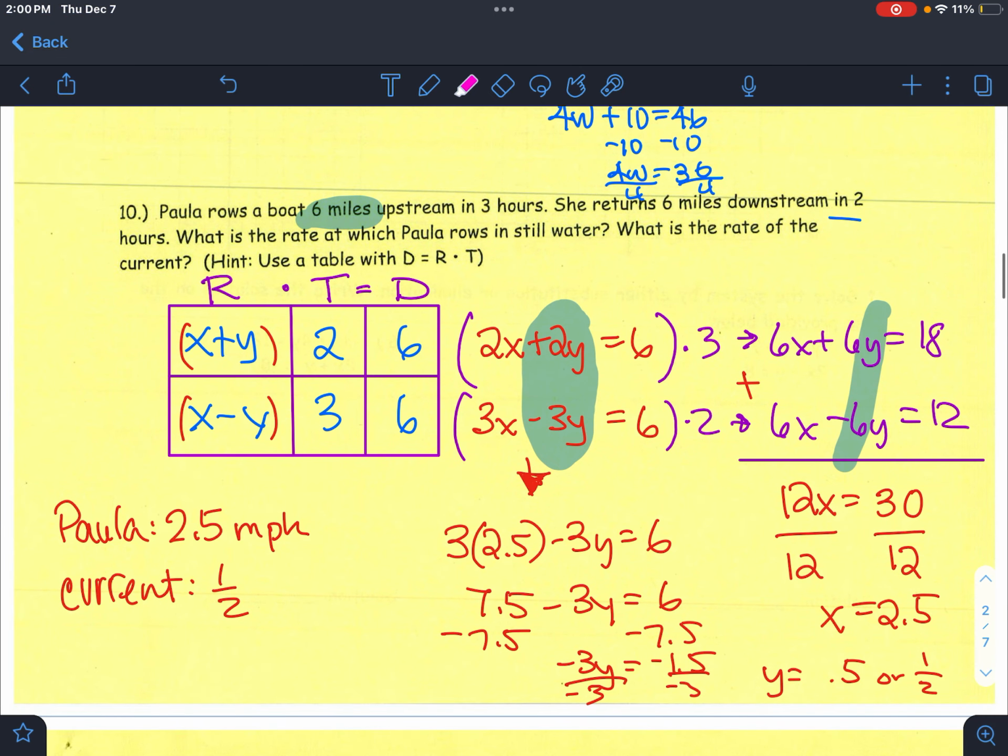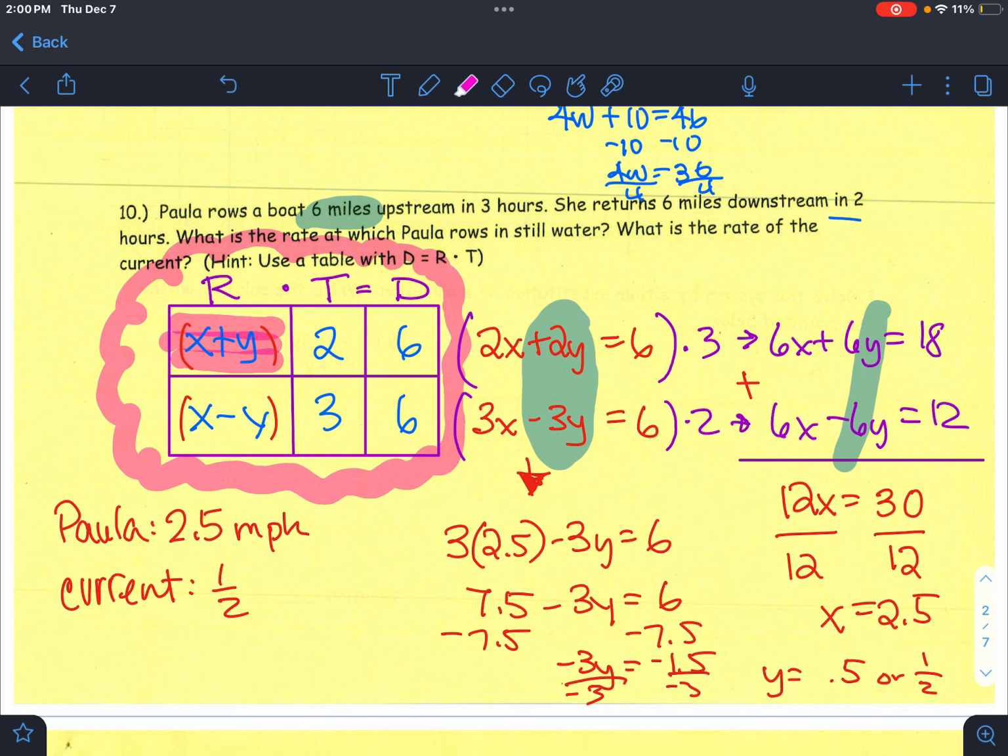On number 10, I immediately start by drawing this rectangle, and I set up that x plus y is going to be a rate and x minus y is another rate. And then I fill in what I know. What I know is that with the help of the current, it will be faster, and that's why this is 2. And against the current, it will take longer, and that's why we put the 3 there. And the distance is always the same for both.